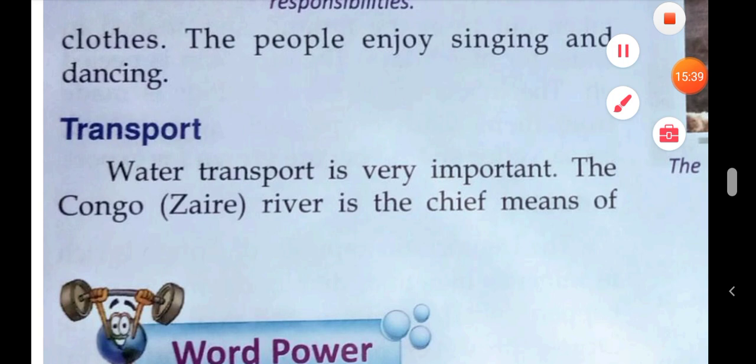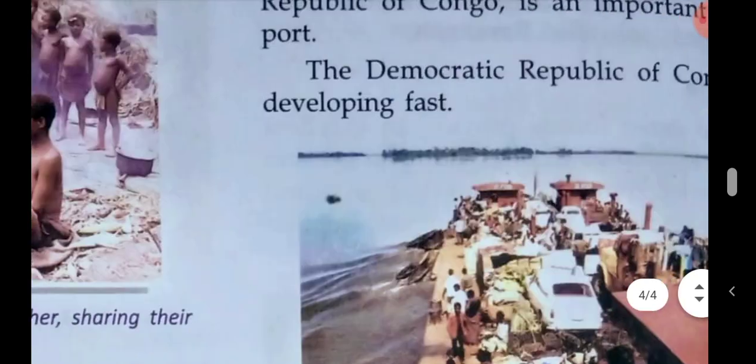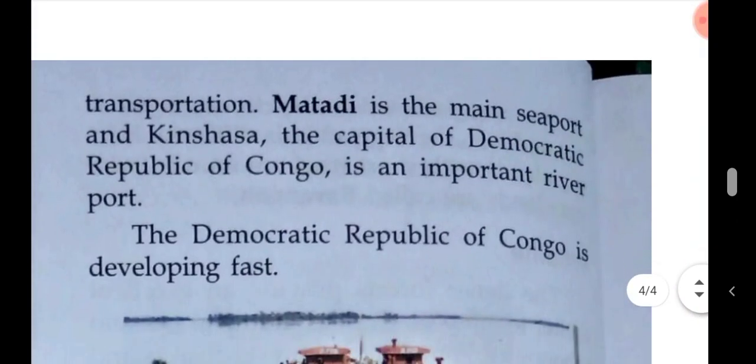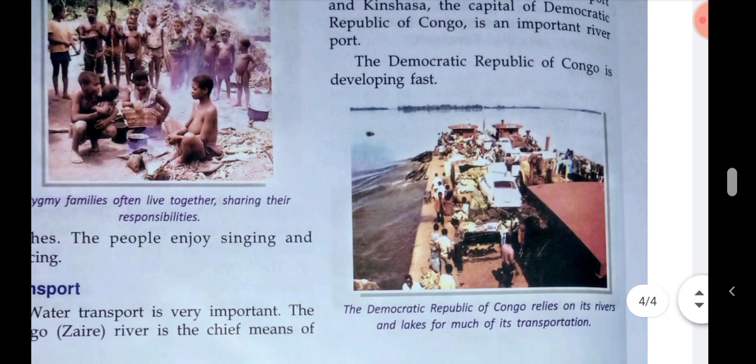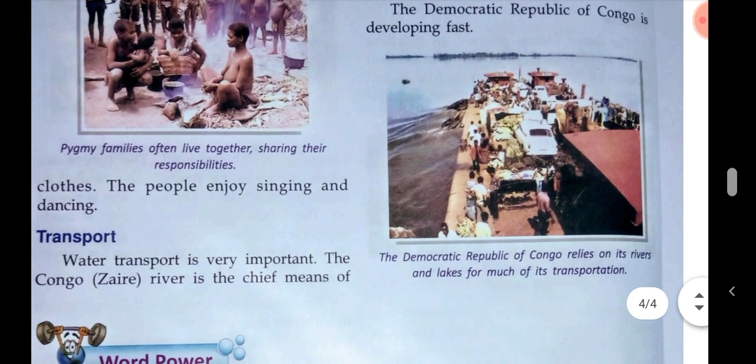Water transport is very important. The Congo Zaire River is the chief means of transportation. Matadi is the main seaport and Kinshasa, the capital of Democratic Republic of Congo, is an important river port. The Democratic Republic of Congo is developing very fast. And students, rivers are all over this place. That's why water is a very cheap mode of transportation. That's why people use it.